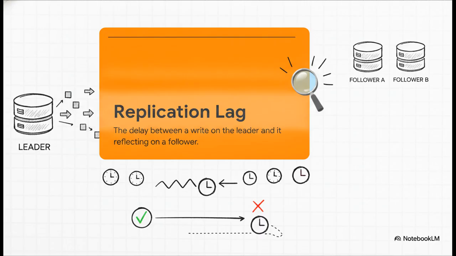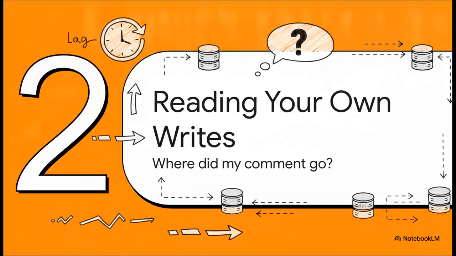In normal happy path operation, we are talking about a fraction of a second. You don't even notice it. But under heavy load, network partitions, or resource contention, that lag can grow to seconds or even minutes. And when that happens, eventual consistency stops being a neat little theoretical concept and turns into a real-world nightmare for your users. Section 2. Reading your own writes.